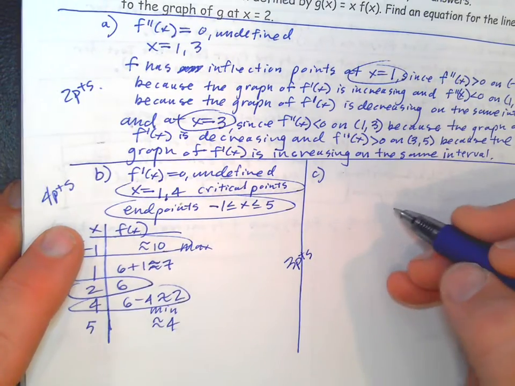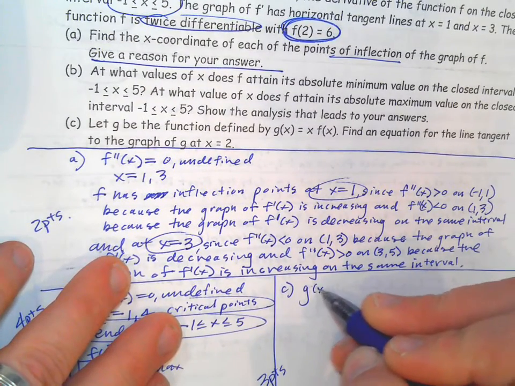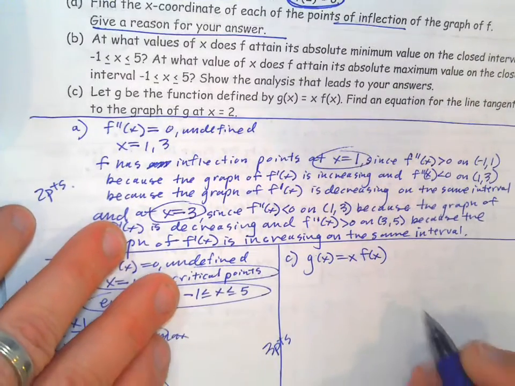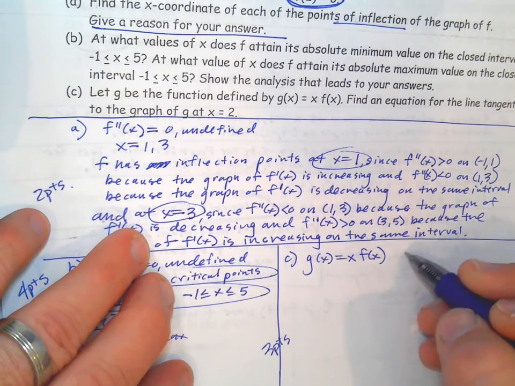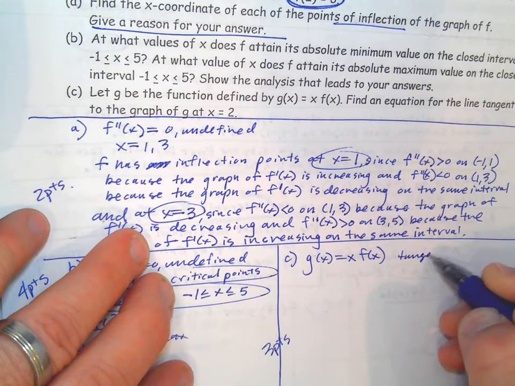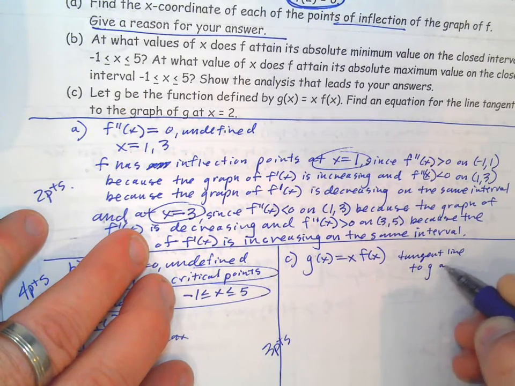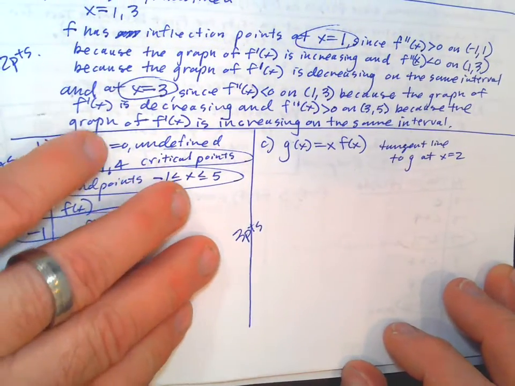Okay, part C, let g be the function g(x) equals x f(x). So a lot of times they like to give you some new function that's defined in terms of a function. Find an equation of the tangent line. So we want the tangent line to g at x equals 2. So we need two things, right? Equation of any line, the point and slope.